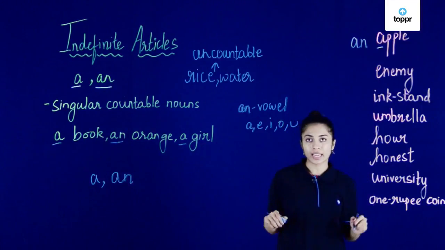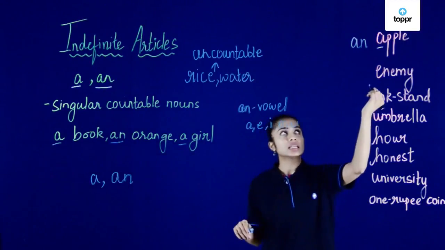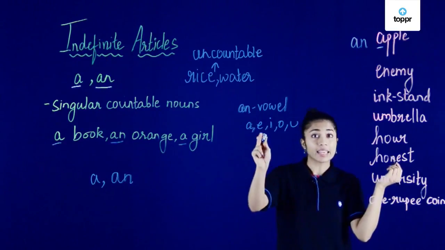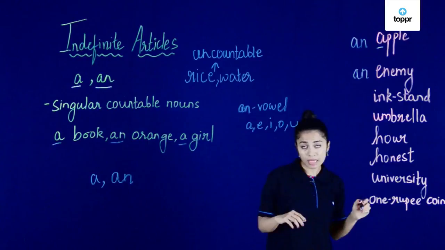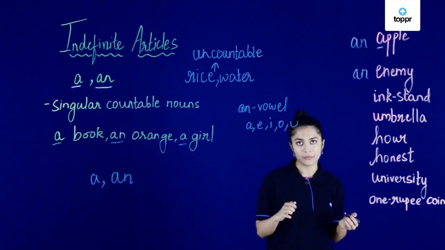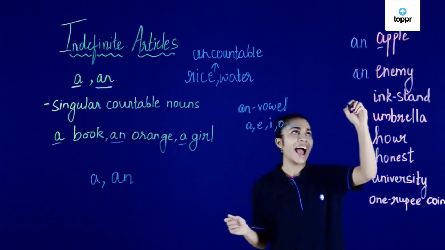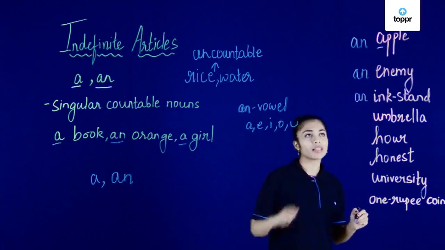Let's take a look at the second example word, which is enemy. Now, enemy is starting with E, and is E our vowel letter? Yes, it is. Therefore, we use an before enemy. Let's take a look at the third example, which is inkstand. Now, what is the answer, guys? Yes, it is an, because I here is again our vowel letter.